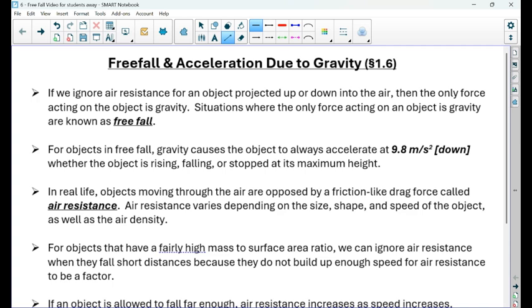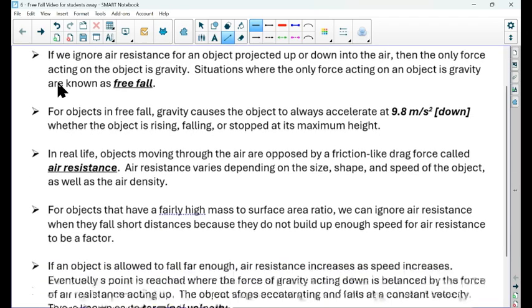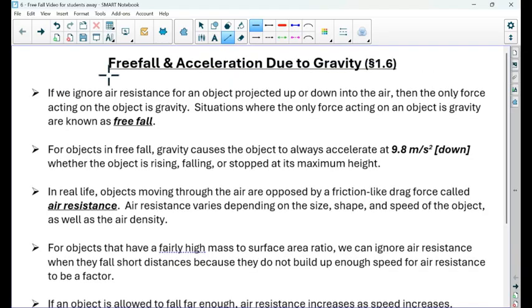So first of all, I'm just going to say you have a note on free fall. And what I'm going to ask you to do is make sure to read through these key points here. I'm not going to reiterate them. Make sure to read them. They will help you out.